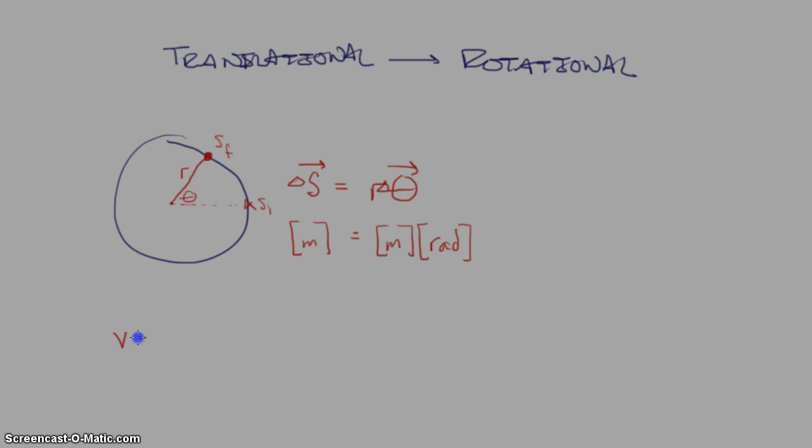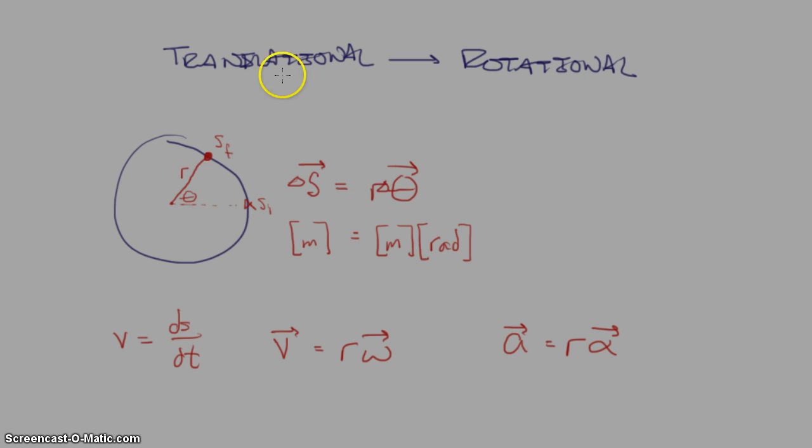Now, if you remember, velocity is the rate of change of position with respect to time. It's a derivative. It's the slope on a position versus time graph. We could do the calculus or not. Instead, I'll just tell you velocity relates to omega that way, and acceleration relates to alpha that way.